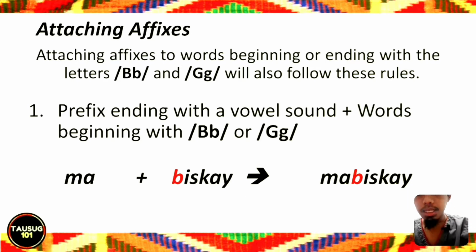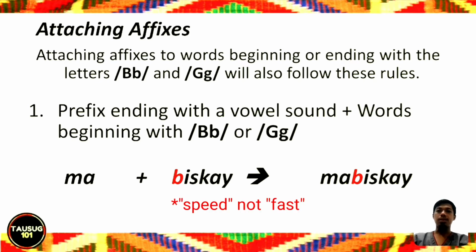Let's study the examples here. We have ma, a prefix. Then we connect it to the word biskay. Biskay means fast. Now, as you can hear here, biskay uses the ba mahantap sound, because the letter ba here is at the beginning of the word.